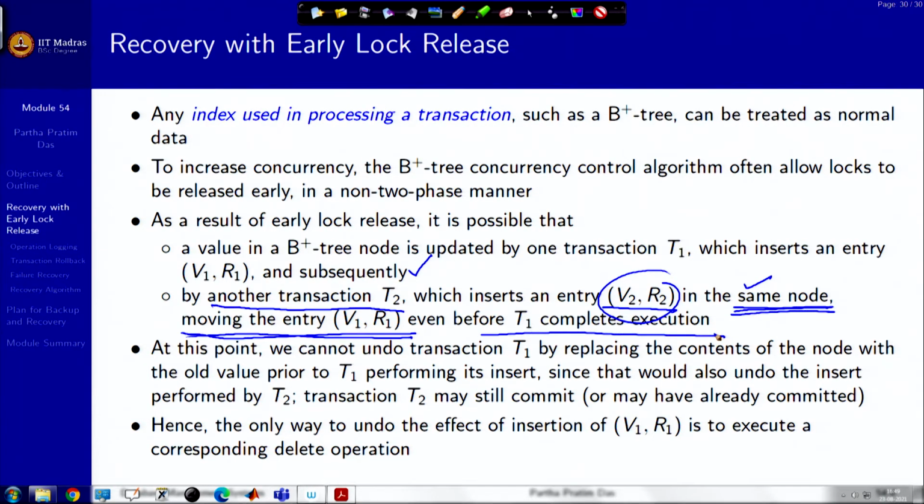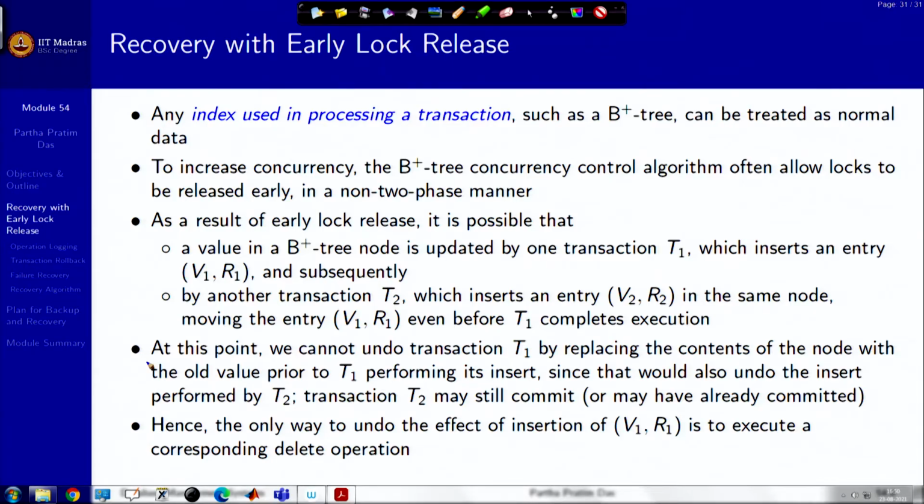Right. This part should be clear, that one part is T1 has written the data into the B plus tree V1 R1, but due to some other transaction being able to insert another entry in the same node before T1 completes the execution, the entry position of V1 R1 has changed even before T1 has completed execution.